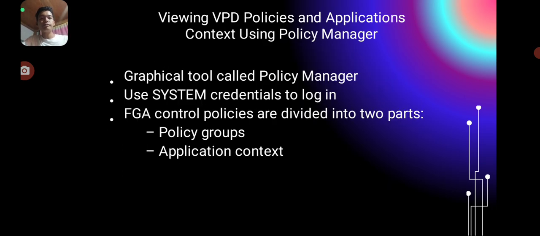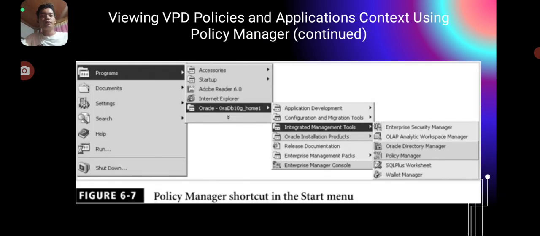Next is viewing VPD policies and application context using Policy Manager. It is a graphical tool called Policy Manager, and you use system credentials to log in. The fine grained access control policies are divided into two parts: policy groups and then application context. So this is viewing VPD policies and application context using Policy Manager, continued step by step.